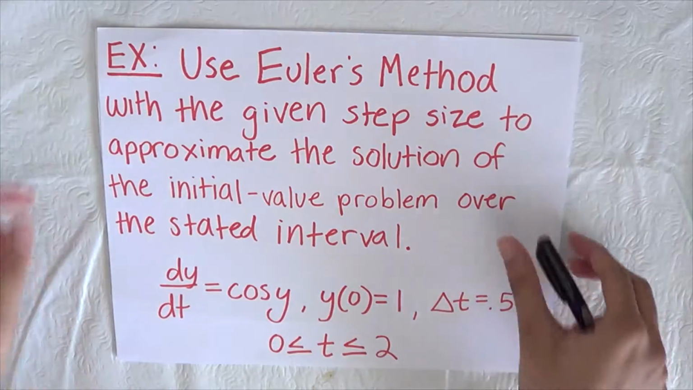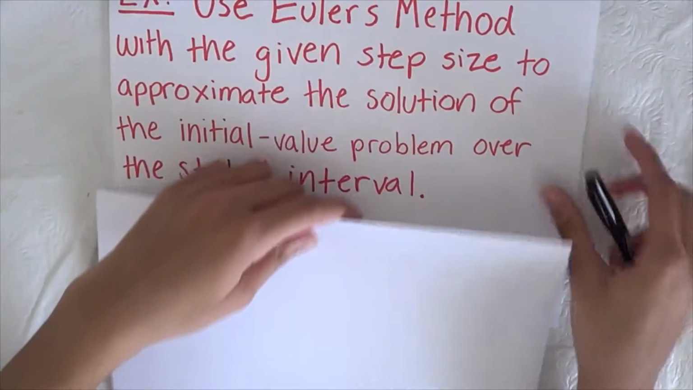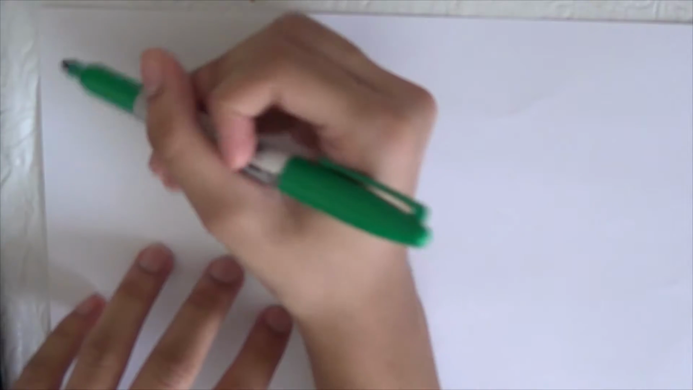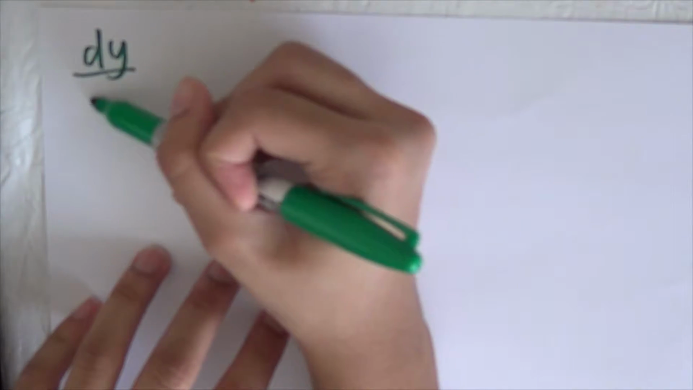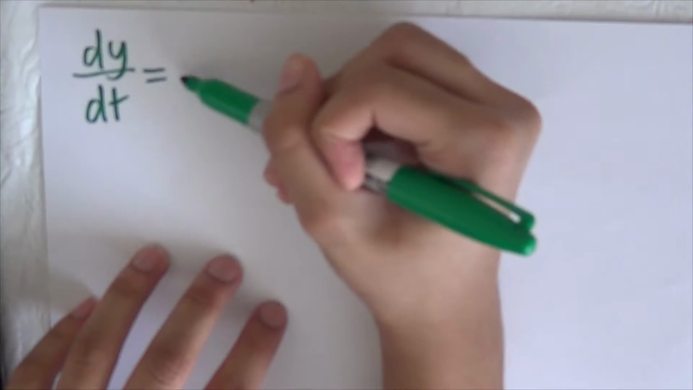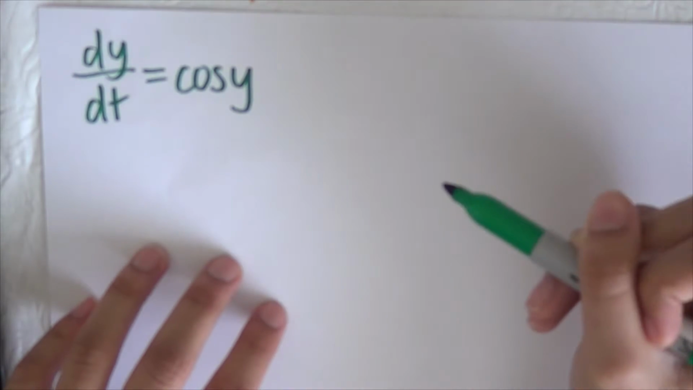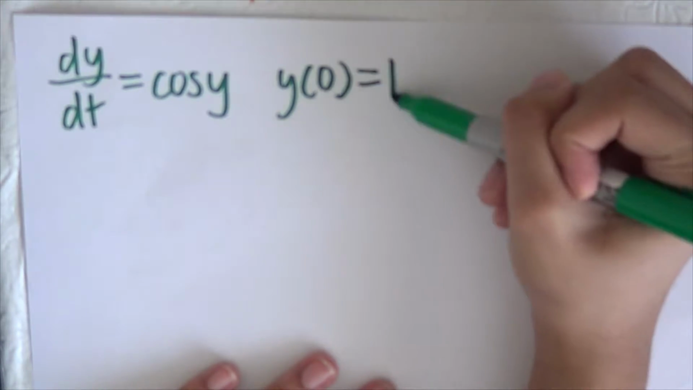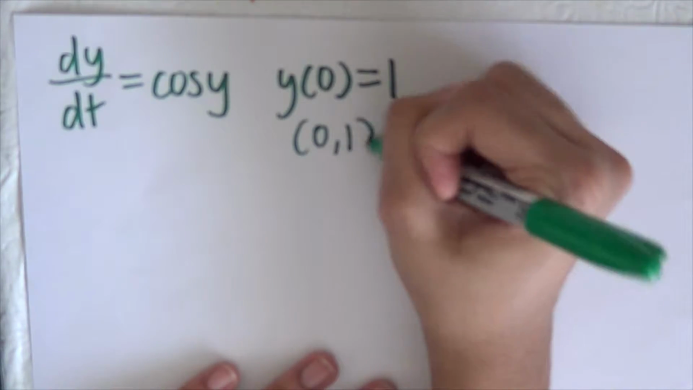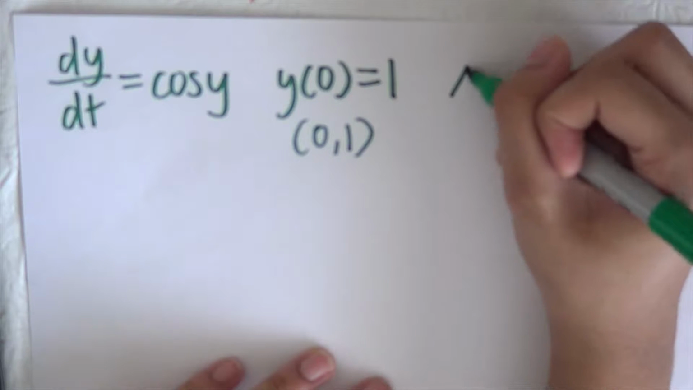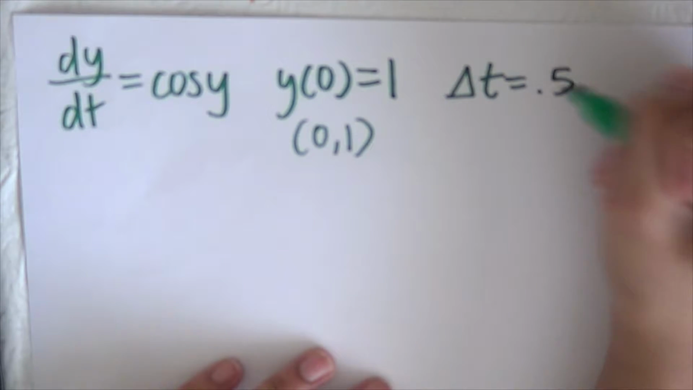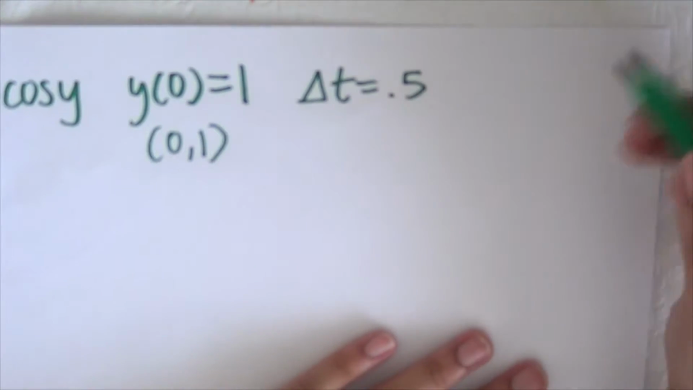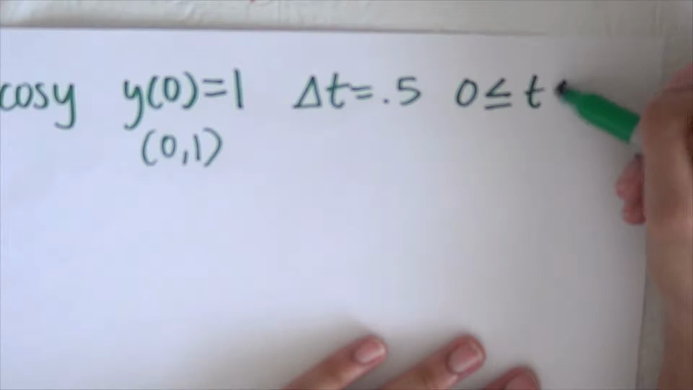So let's begin. Let's start with just writing what we know. We know our differential equation is dy/dt equals cosine y. We know our starting point is y of 0 equals 1, or (0, 1). And we know that delta t equals 0.5. That will be our step size, and we're looking for the solution values from 0 to 2.